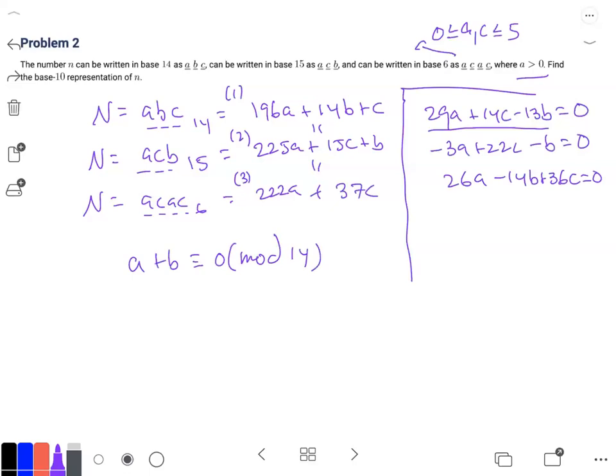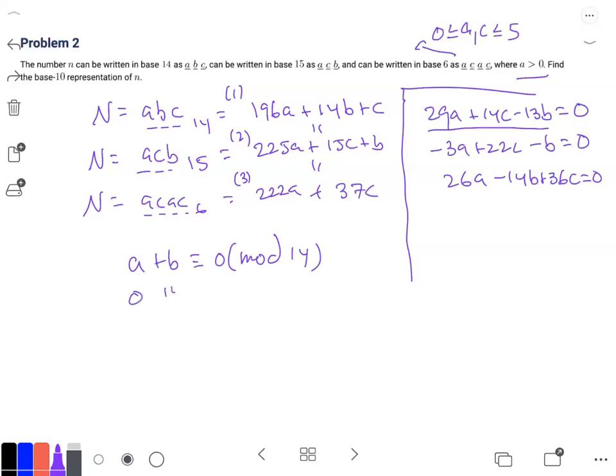And let me just explain that a little bit further. 29a is 28a plus a. 28a will always be a multiple of 14, so that just becomes a mod 14. 14c is always a multiple of 14, and negative 13b is negative 14b plus b. The negative 14b goes away. So we have this equation, and then let's just play a little bit of guess and check.